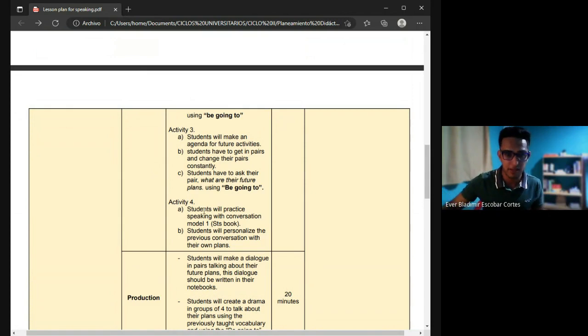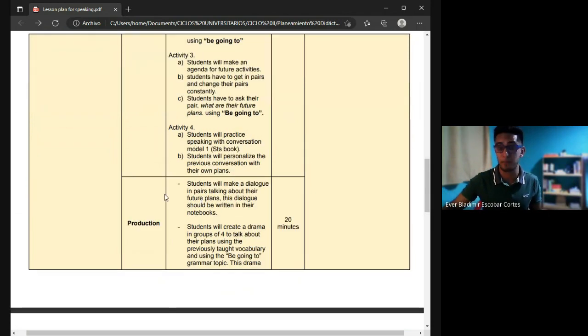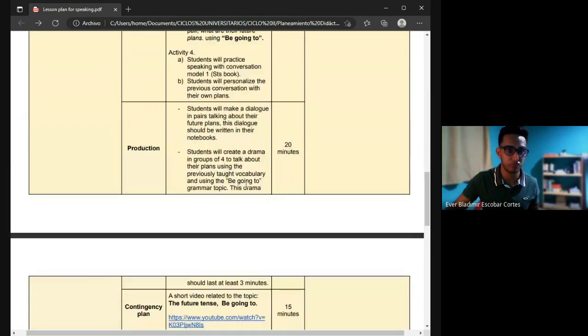And the last activity is about practicing the conversation model that is in the book, and then personalizing that conversation with their own ideas, right? And with the vocabulary that they have learned before. And then we have the production stage, right? So, but let me show you this.